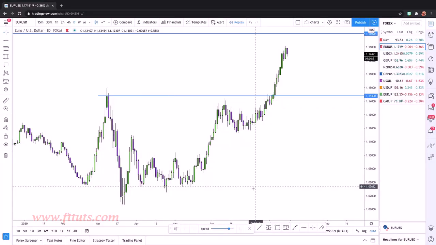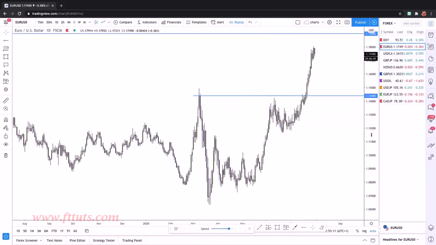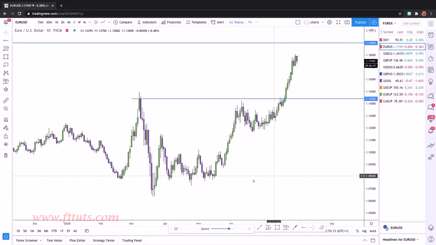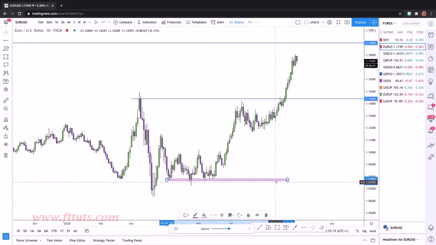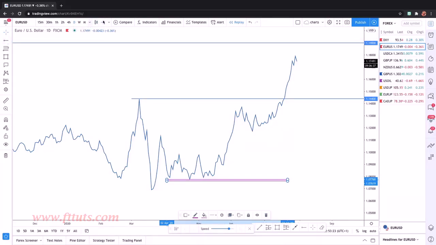Okay, so it's really easy to identify once you keep practicing. I can just literally see that there was support right here. And like I said, all you do is take the horizontal ray tool, go to the line chart, and mark up the points, and then round it. That's it.